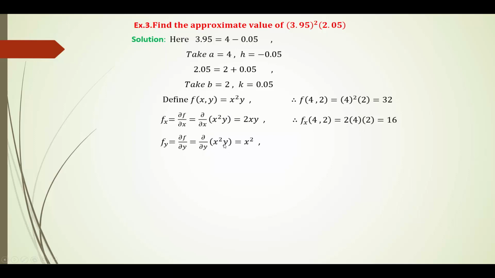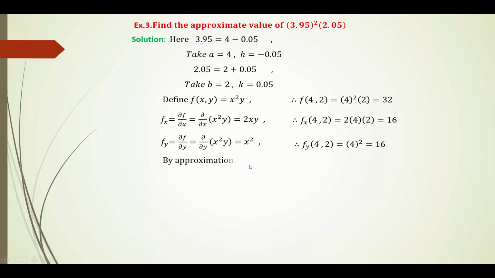Function f is x square y. Now its derivative, partial derivative with respect to y. X square is constant and derivative of y is 1, so it is equal to only x square. Then find out fy at point (4, 2). Put x is 4, so 4 square is equal to 16.